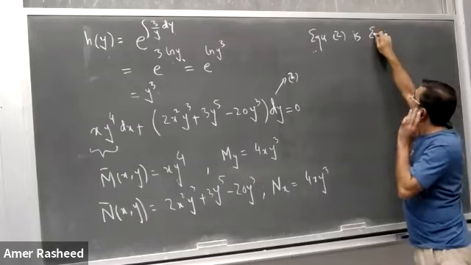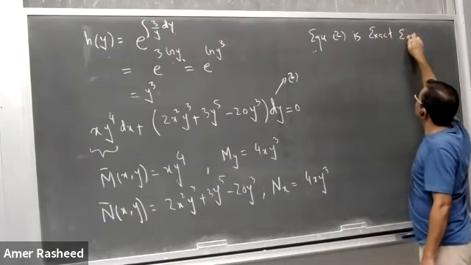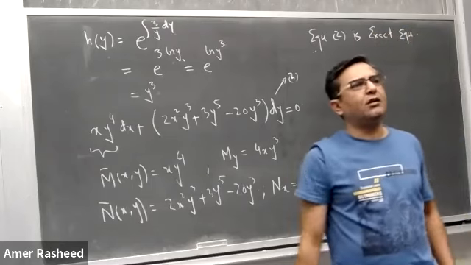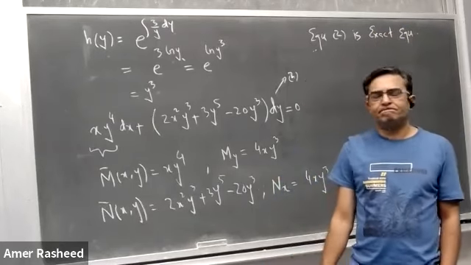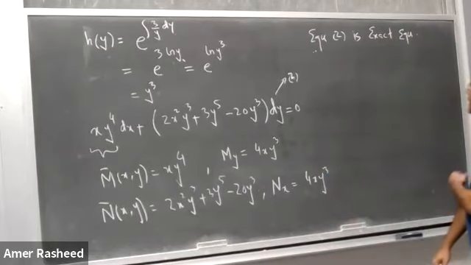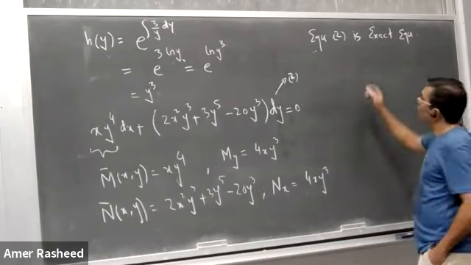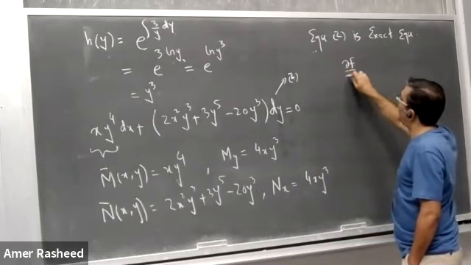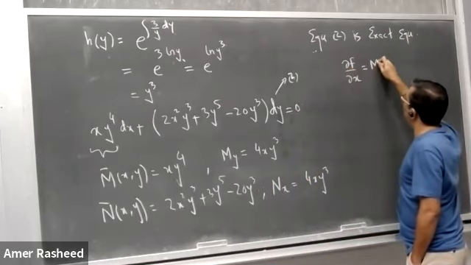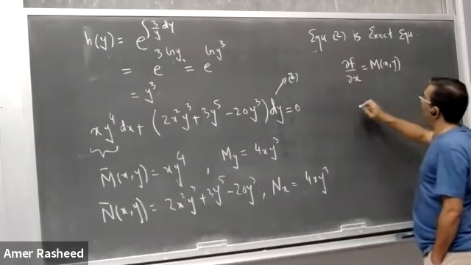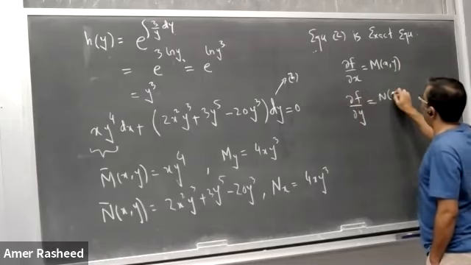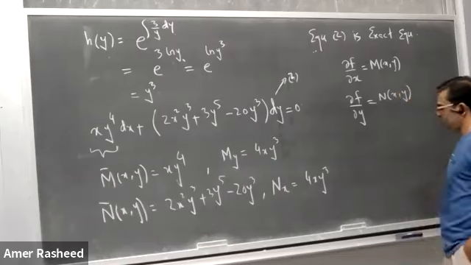Equation 2 is an exact equation. Now we can solve it by using the technique of exact first order differential equations. And how do we solve it? We start with partial derivatives. We say that partial f over partial x is M of xy, and partial f over partial y is N of xy.